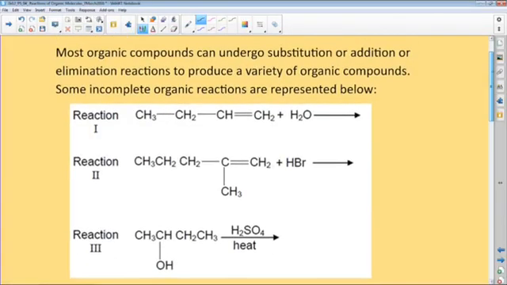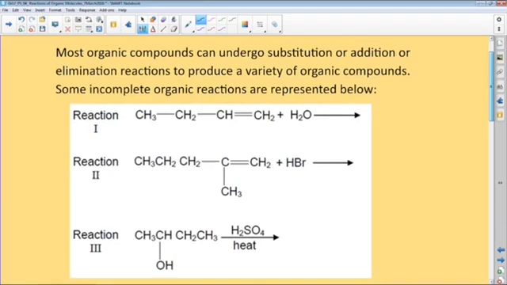Welcome back, grade 12s, and now it's time to see how much we actually know. So I have a question here for you, and I want you to look at it quickly. It says most organic compounds undergo substitution or addition or elimination. So we're giving you an idea of where we're going to produce a variety of organic compounds.